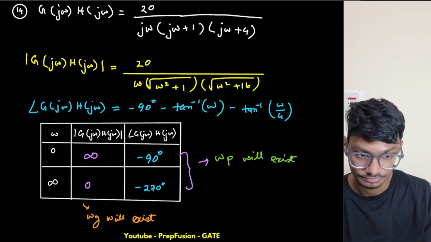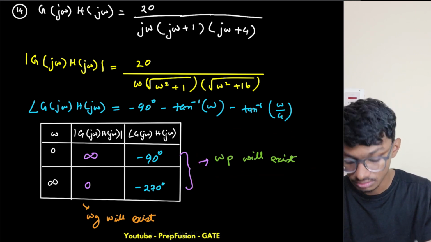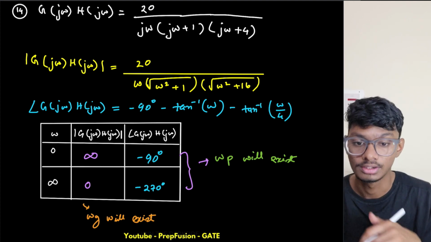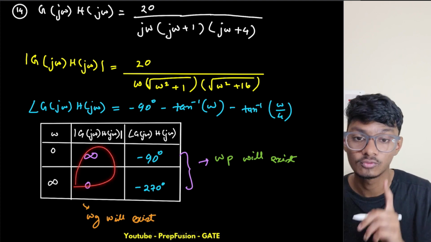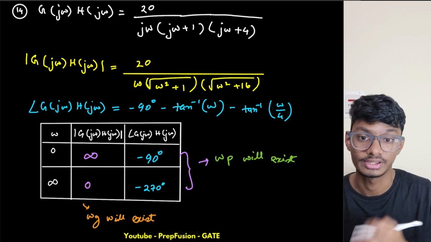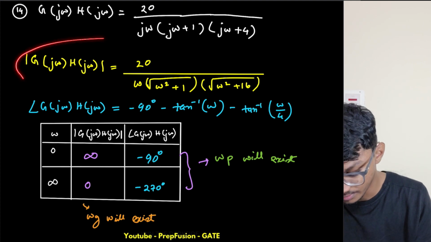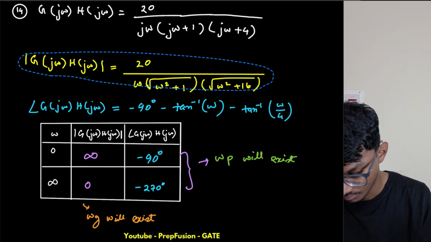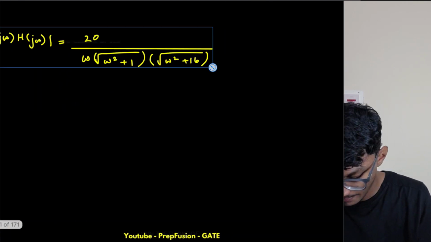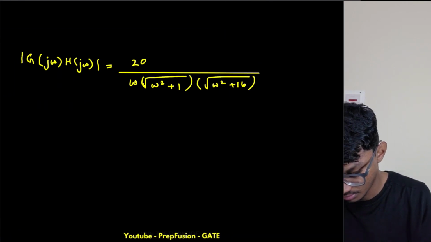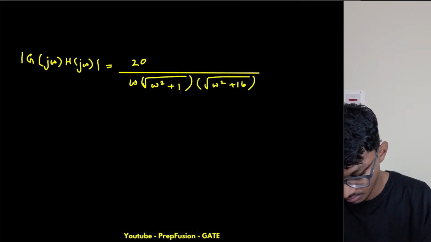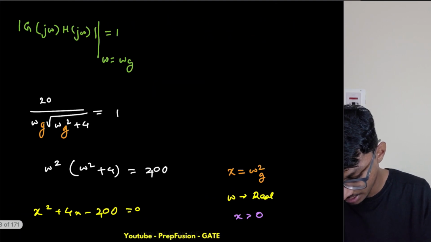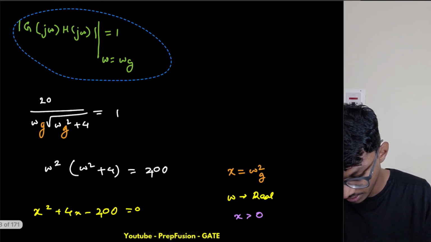So what we need to do is find the gain crossover frequency, which will be very difficult. Let's see why it will be very difficult and why they won't give you this question to find the gain crossover frequency. What is the magnitude? The magnitude is this one. Let me copy this one. The condition is basically this, which should be equal to 1.